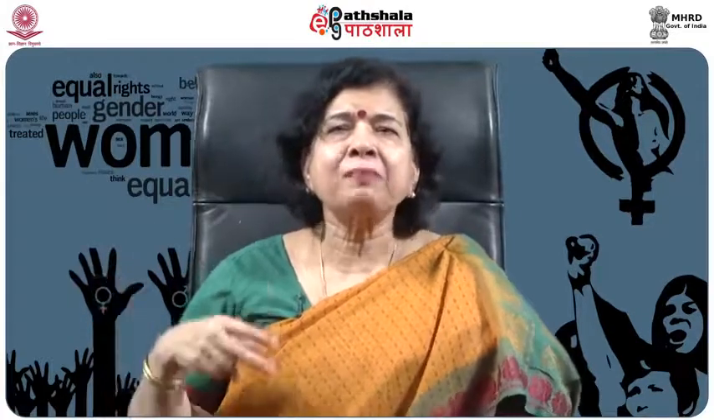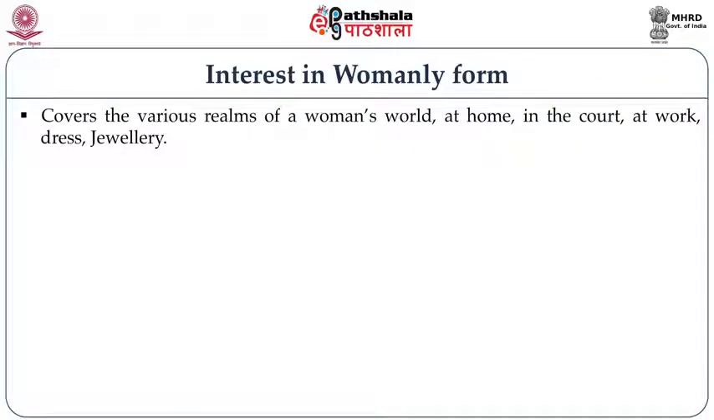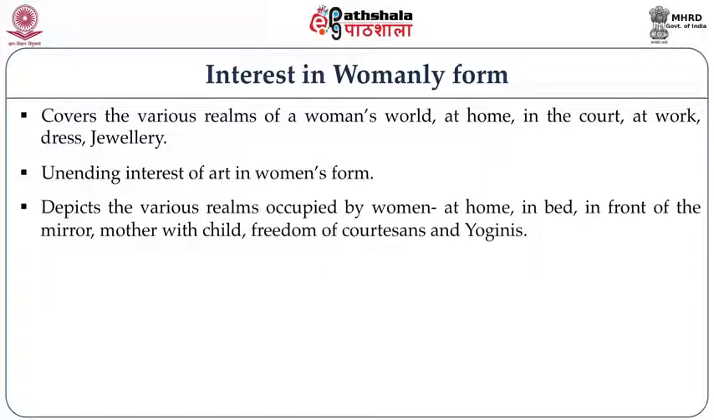When you look at these miniature paintings, it shows us that there is a lot of interest in the woman's form, because these paintings cover the various realms of a woman's world, at home, in the court, at work. It shows us a lot about her dress, her jewelry. It also shows us that in history, there is an unending interest of art in women's history. It depicts the various realms occupied by a woman, at home, in bed, in front of the mirror. There is a mother and child depiction. It also shows the kind of freedom which courtesans and yogins enjoyed.